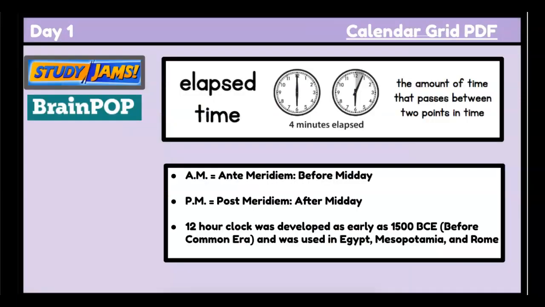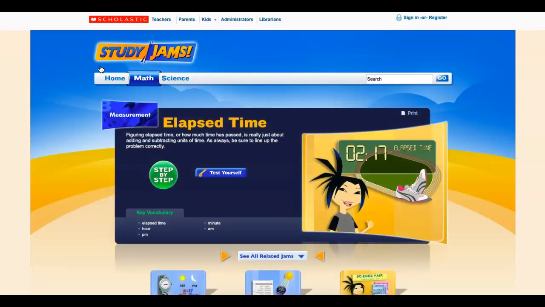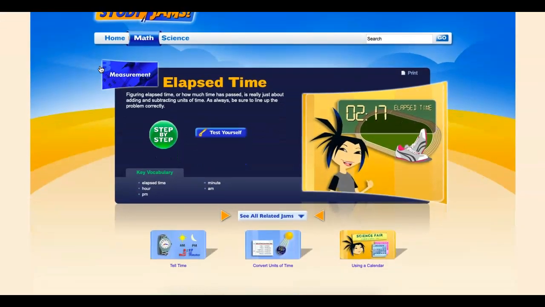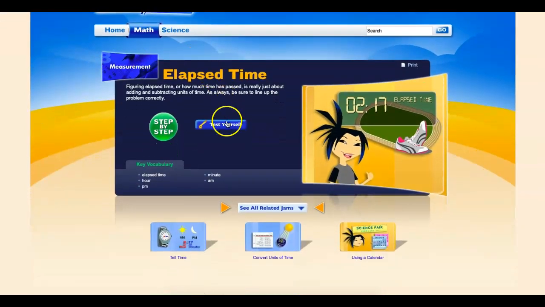But before we do that, I want to make sure we all know what elapsed time is. Elapsed time is the amount of time that passes between 2 points in time. We're going to watch an example to better understand what elapsed time means. Follow along as Mia describes her problem.